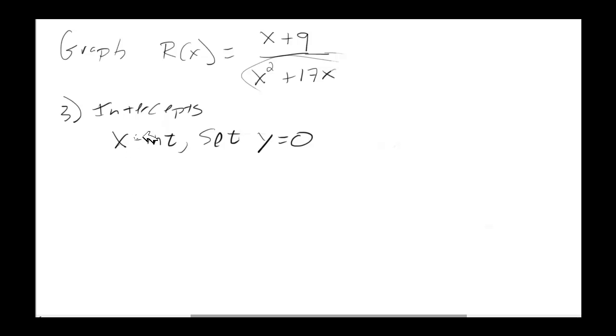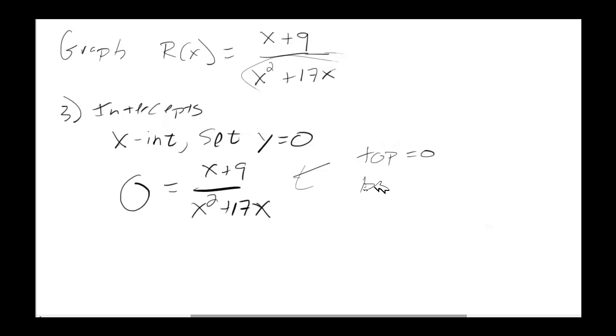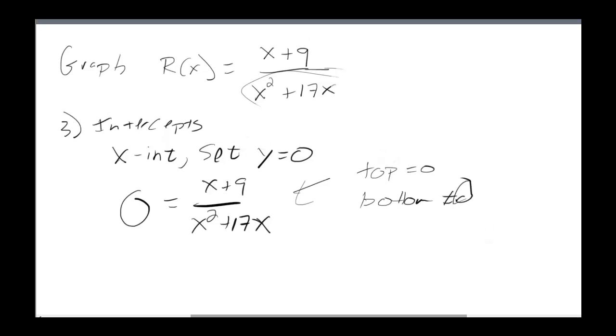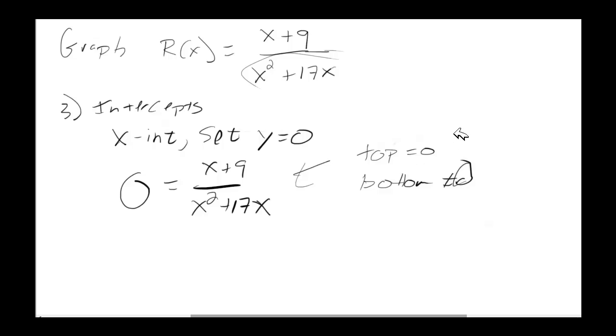Okay, to find an x-intercept for step 3, I'm going to set y to 0. So here I'm setting the function equal to 0: 0 equals x plus 9 over x squared plus 17x. Remember, this is like a fraction. The big question is, when are fractions equal to 0? This happens when the top equals 0 and the bottom is not 0. Then overall, the whole thing will be equal to 0. For example, 0 divided by 5 is 0. But 5 divided by 0 is undefined.